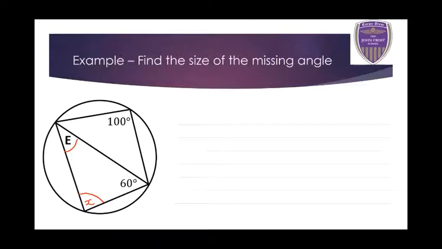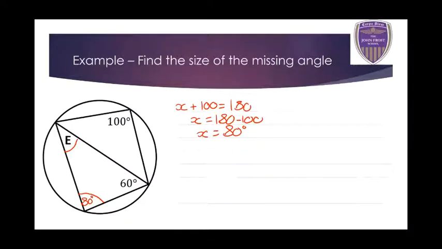So let's write this slightly differently now. I know that X plus 100 equals 180. Therefore, X equals 180 minus 100. Therefore, X is equal to 80 degrees. Okay, so I can get rid of this, and I now can write 80 degrees in here.